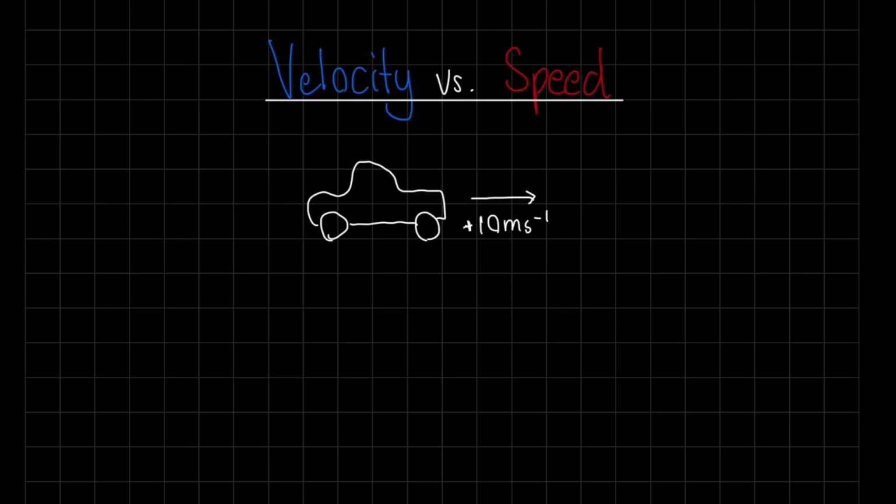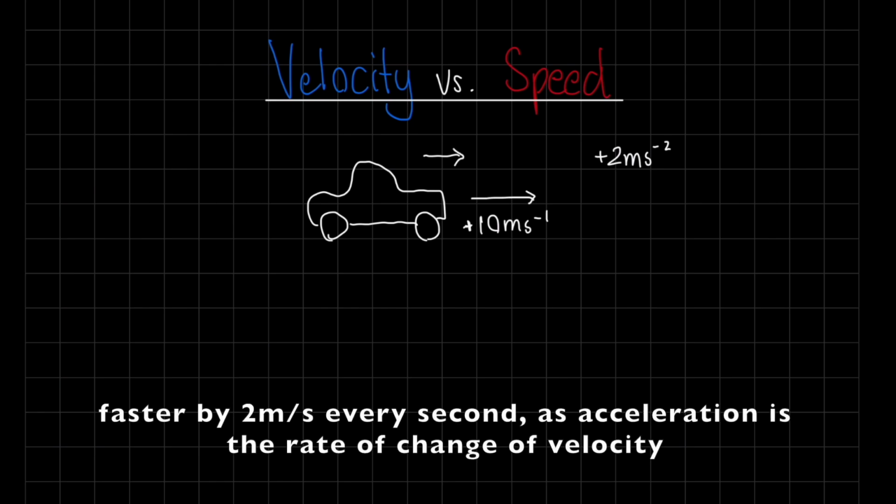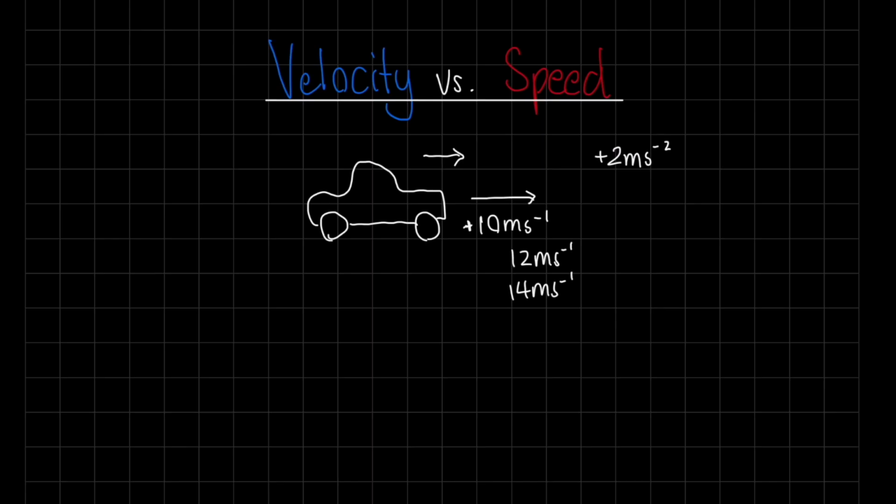So let's say this car had an acceleration of plus 2 meters per second squared. This means that acceleration is working in favor of the direction that the car is moving. So acceleration is also going this direction, which means that with every second, the car is going faster. After 1 second, it's 12 meters per second, then 14, then 16, and so on. But what if this was a negative acceleration? So this is negative 2 meters per second squared.